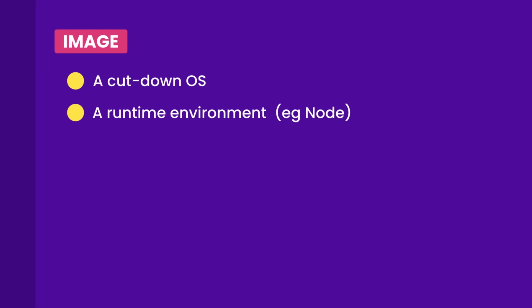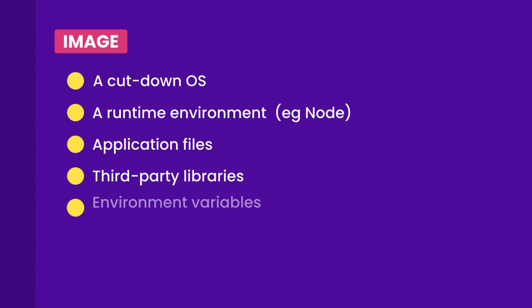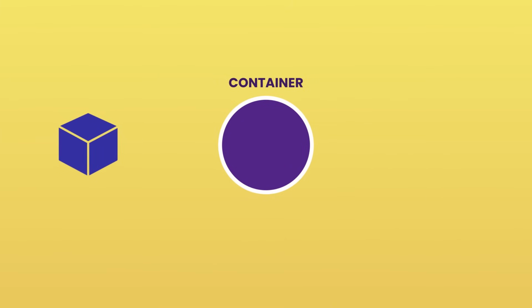Everything. Typically, a cut down operating system, a runtime environment like Node or Python. It also contains application files, third-party libraries, environment variables, and so on. So we create a Docker file and give it to Docker for packaging our application into an image. Once we have an image, we tell Docker to start a container using that image. So a container, as I told you, is just a process, but it's a special kind of process because it has its own file system, which is provided by the image.